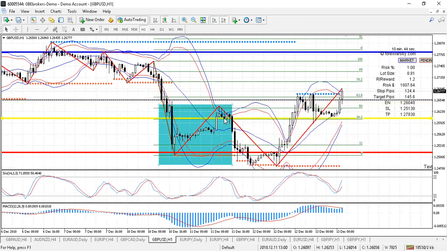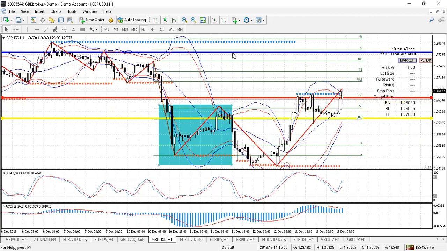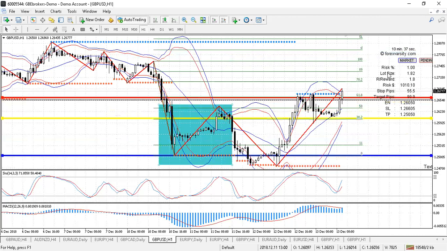We've gone on the close of the candle, stop loss, and we can trade that down there. Then it gives you a nice 1.8, depending on how near your stop loss is.